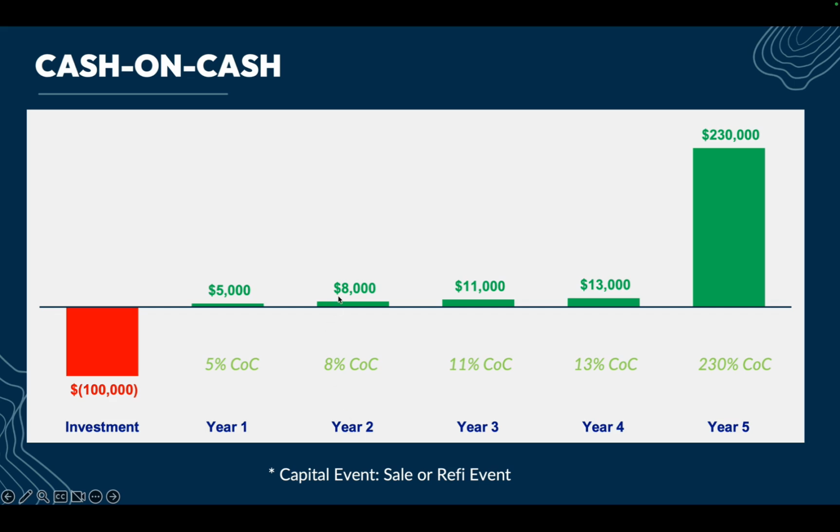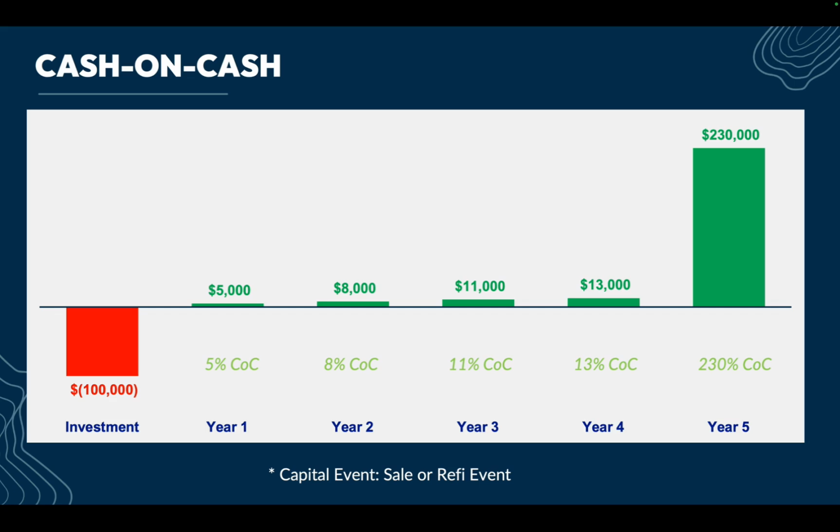Someone says, what's your year two cash on cash? That's going to be $8,000 distribution, so $8,000 divided by $100,000. So 8%. What's your year three cash on cash? Well, right here it's 11%. Year four, what's your cash on cash? 13,000 divided by 100,000, 13% cash on cash. And then year five, we have this, it could be a refi, it could be a sale, whatever you want it to be. We have all this cash, $230,000. What's your year five cash on cash? 230%. It's a year by year analysis.